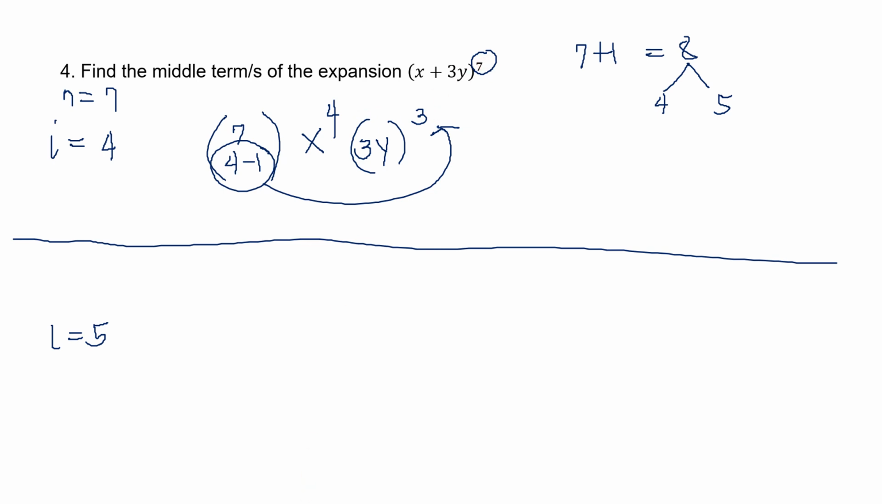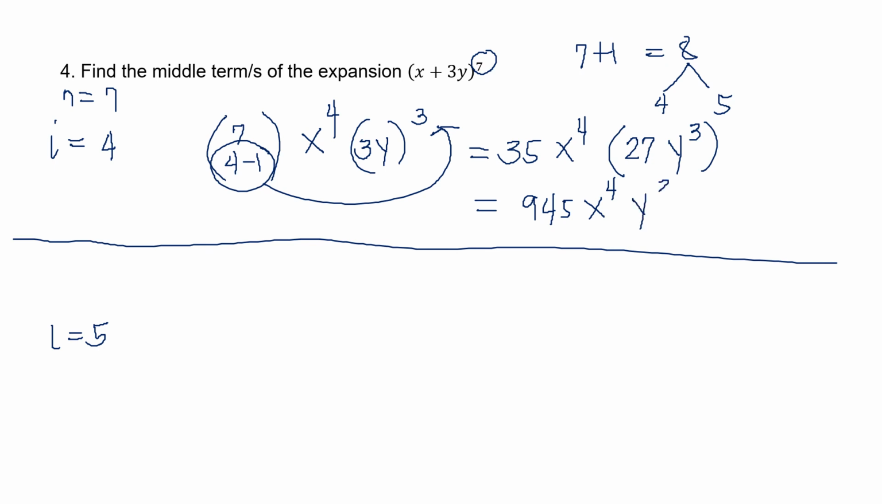Now we can directly have the simplified answer. 7 taken 3 at a time is equal to 35. So this is 35 x raised to 4, and 3 raised to 3 is equal to 27. So we have 27y raised to 3. Now multiply 35 and 27. We have 35 times 27 is equal to 945 x raised to 4, y raised to 3. So that is the fourth term.